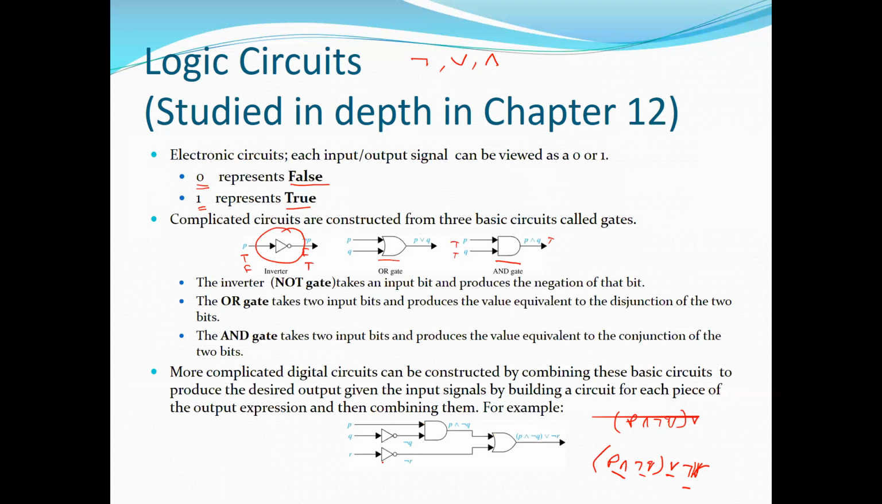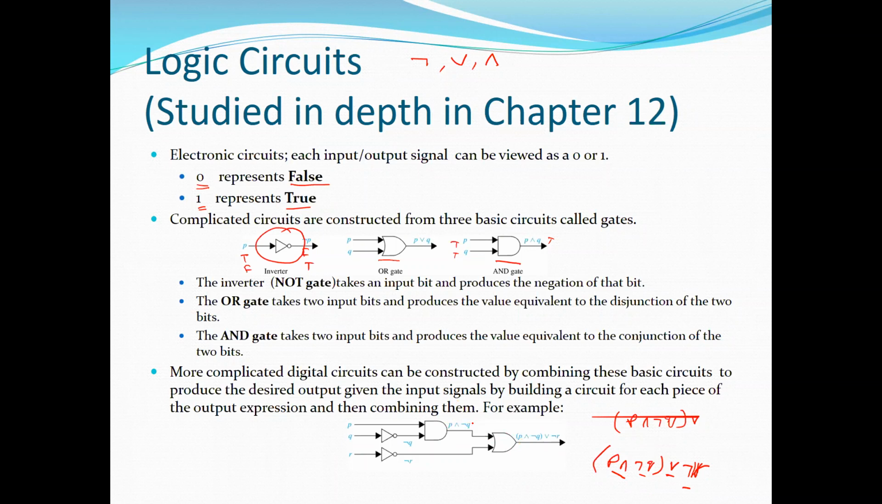We have P, Q, and R. We are giving P and not Q as one input. So we have one AND gate, right, where we get P directly, but we need not Q, right? So we have one inverter first, then the result of that inverter, not Q, is going to be input to the AND. So as a result, we will get P and not Q, and then this has to be ORed with negative R. So there is the OR operator.